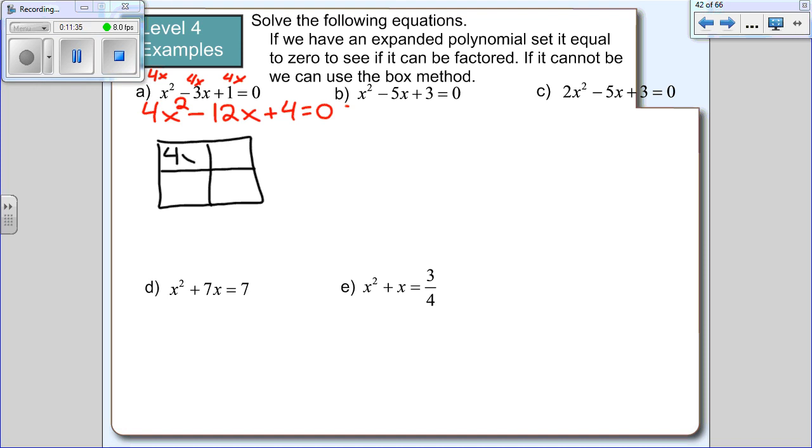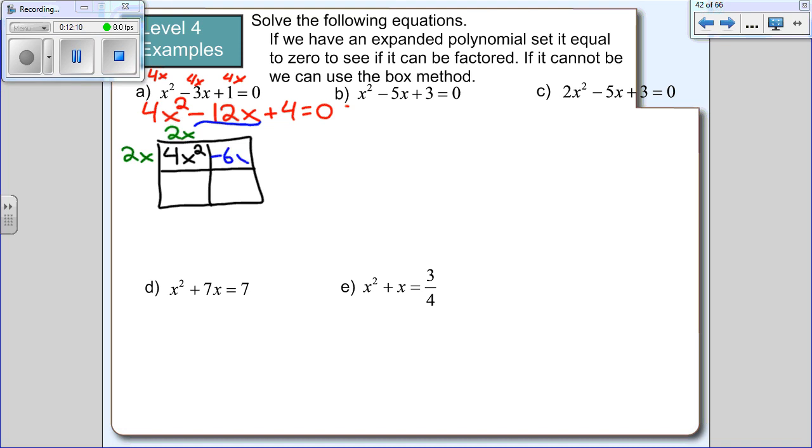I need two things multiplied together to become 4x squared. So I'm going to put 2x and 2x. My middle term is negative 12x. That creates my diagonals on my box. I need two numbers that are the same that would add to be negative 12. Negative 6 and negative 6.